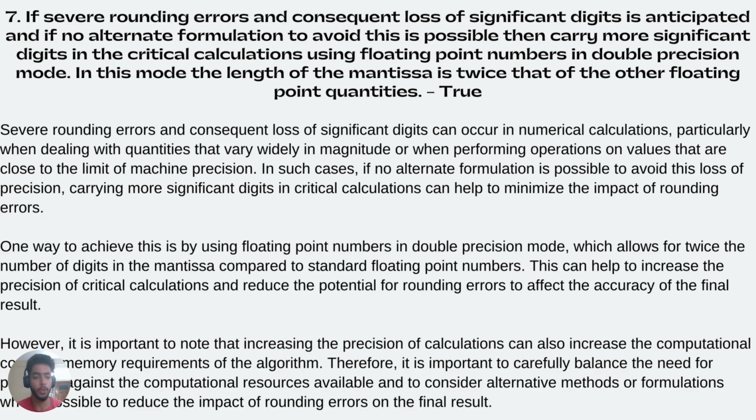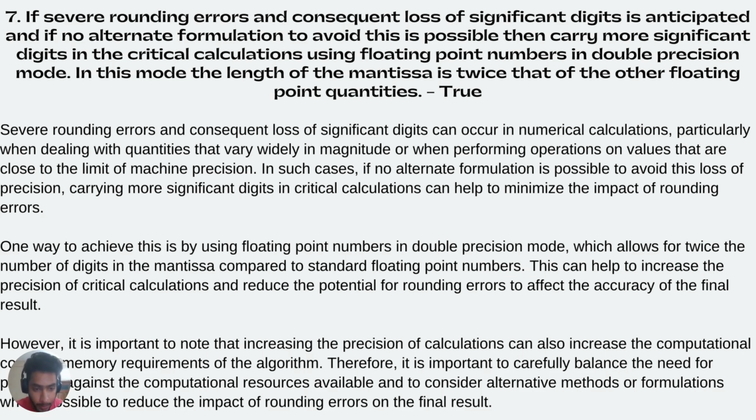This can help to increase the precision of critical calculations and reduce the potential for rounding errors to affect the accuracy of the final result. It is also important to note that increasing the precision of calculation can also increase the computational complexity and memory requirements of the algorithm. Therefore, it is important to carefully balance the need for precision against the computational resources available, and to consider alternative methods of formulation so that we reduce the impact of rounding errors on the final result.